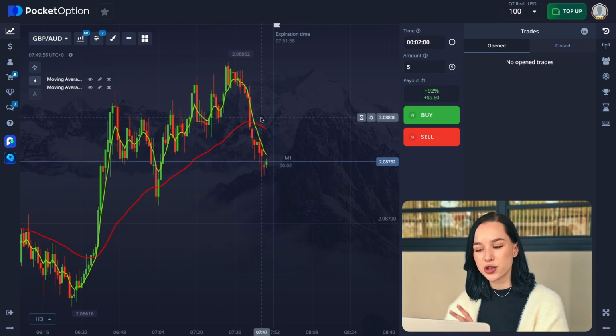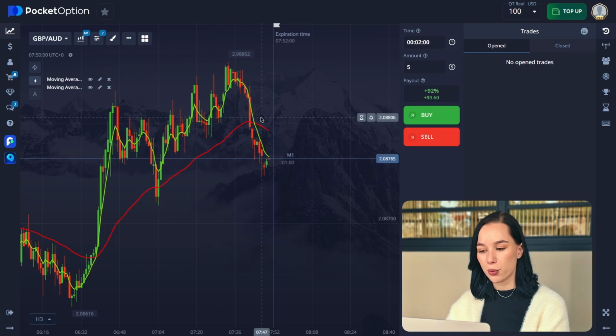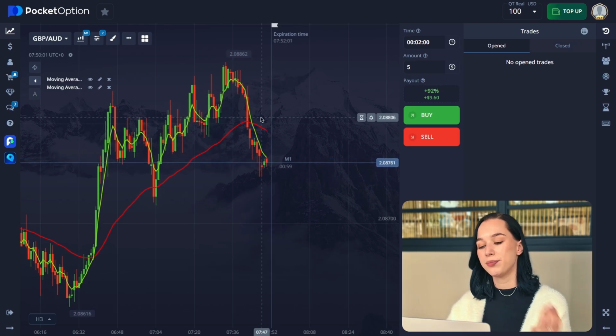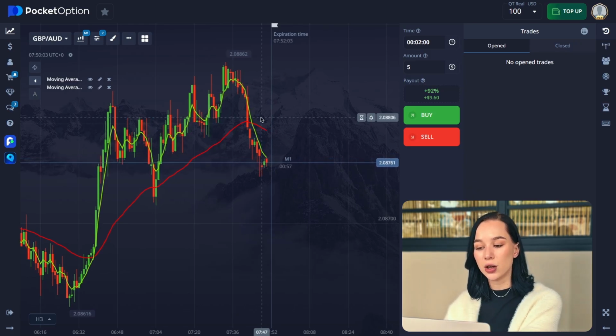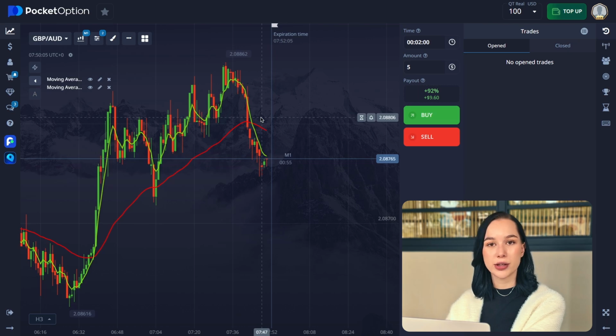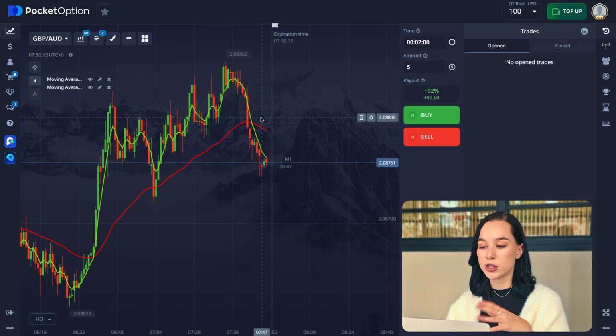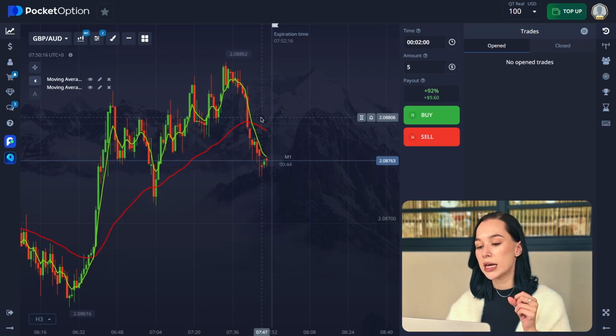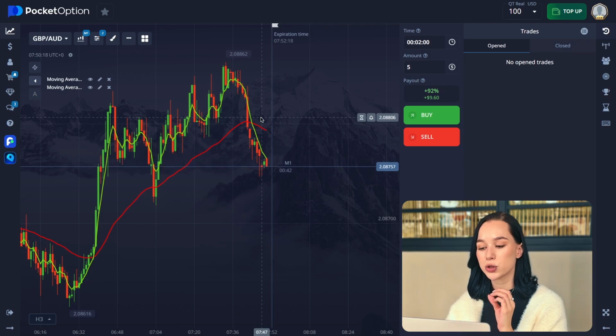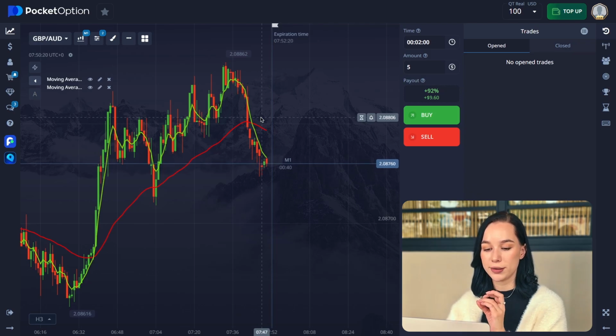So here I would actually wait for a better entry point, and also to be sure that the downward trend will continue, because we can see a lot of shadows on the candles. It's like the lower wicks, showing us that the sellers are trying to go lower but they couldn't. Also we can see some green candle corrections on the chart, so it's better to wait for a better entry point to open a trade here.